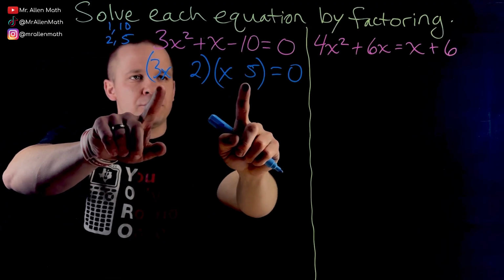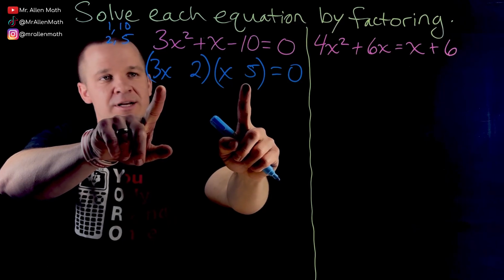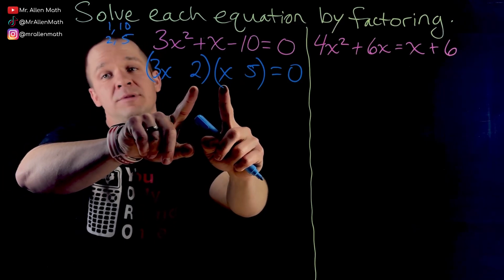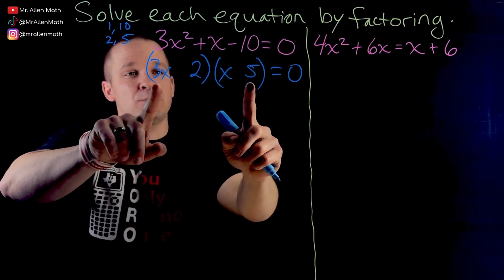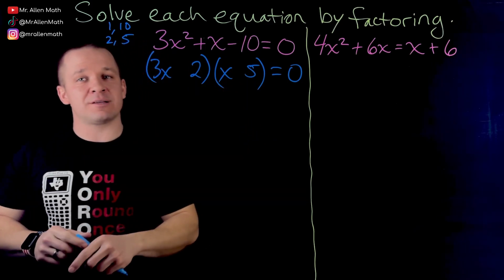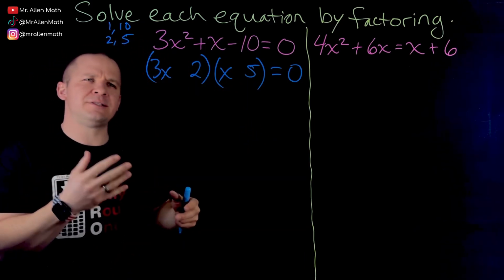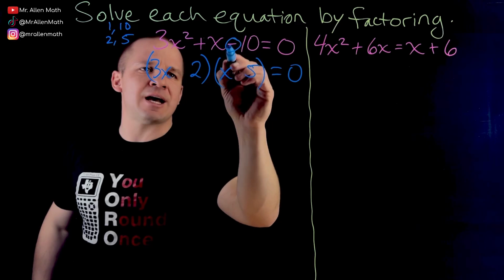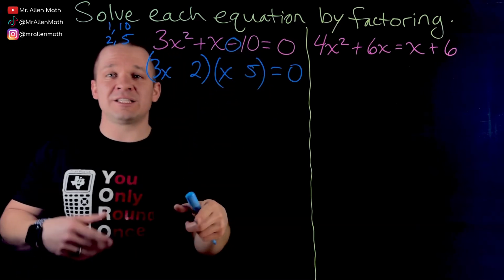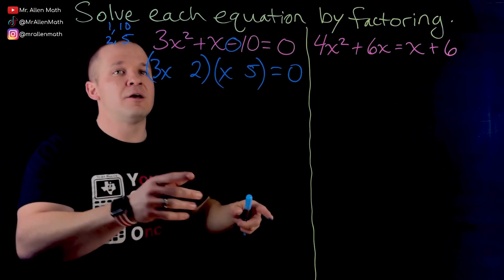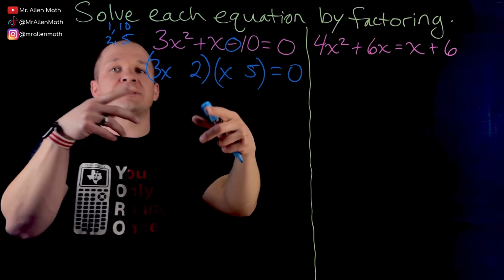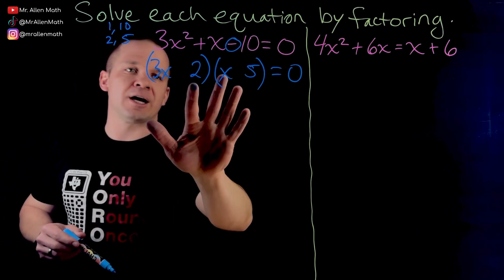To check, I'm going to do 3x times 5. That's 15x. 2 times x. That's 2x. Is the difference between 15x and 2x going to be 1x? No. And why did I pick difference? It's because of this minus sign right here. One of those needs to be negative to multiply to a negative 10. So I'm thinking 15x, 2x, what's the difference? It's not 1. So I got to switch it, okay?